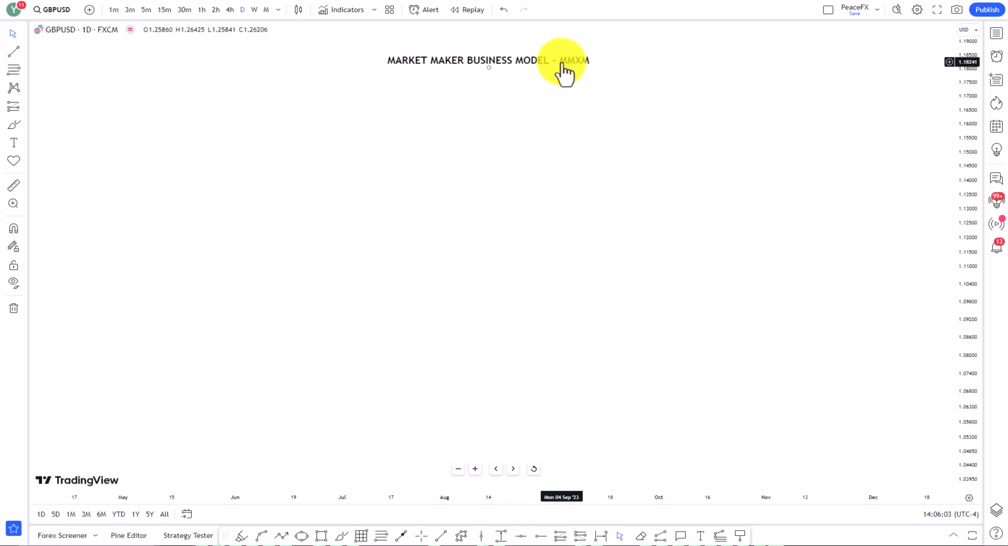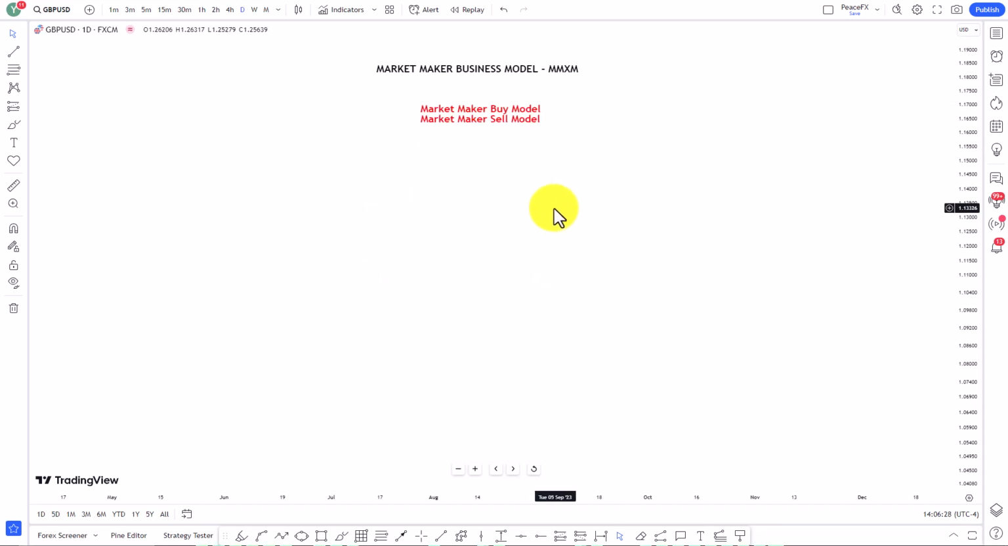The market maker business model can be abbreviated as MMXM. The first M stands for market, the second word is maker, the X can be substituted for either buy or sell, and the last M stands for model. So, market maker buy or sell model. Now we have the market maker buy and the market maker sell model.